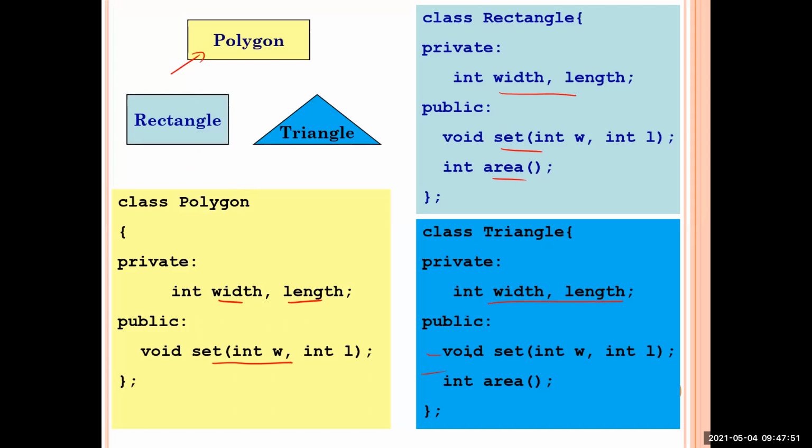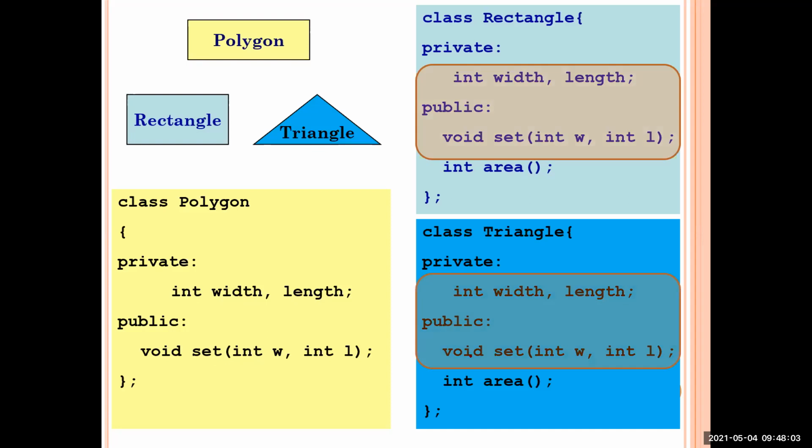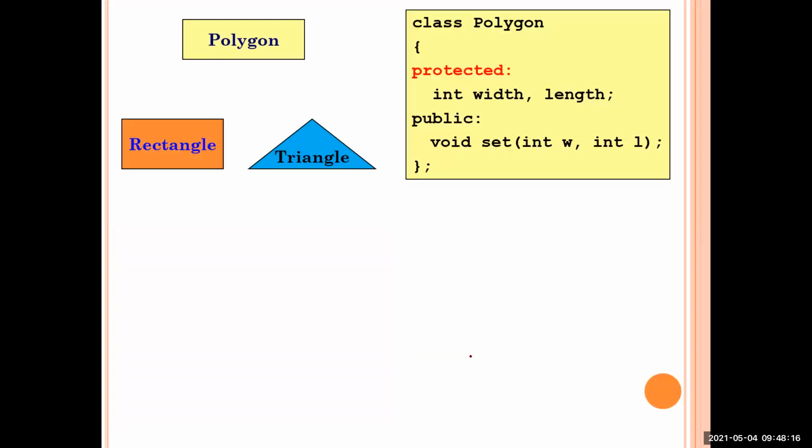We also know that every rectangle is a polygon, and every triangle is also a polygon. Logically, a rectangle is just a special type of polygon, and a triangle is also a special type of polygon. You see the highlighted part: this is what is actually common. So why not use inheritance and reuse this from the polygon class so that we don't have to write it again in the child classes? The first thing we do is write our polygon class, but we change our data from private to protected so that we can do inheritance.